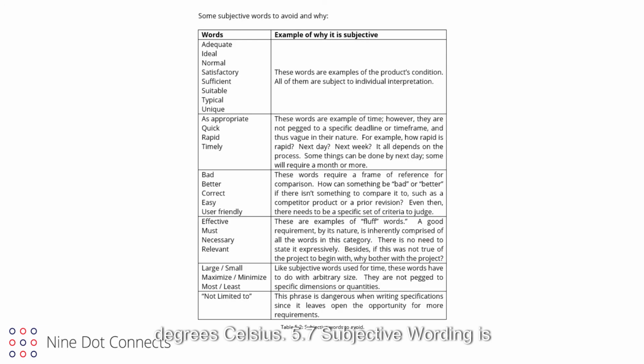5.7. Subjective wording is to be avoided. The use of subjective words leaves the requirement open to interpretation. This is not only an opportunity for a designer to take liberties with the requirement, but in an extreme situation, may also allow a customer to withhold payment until it is done the way they arbitrarily interpret the requirement.